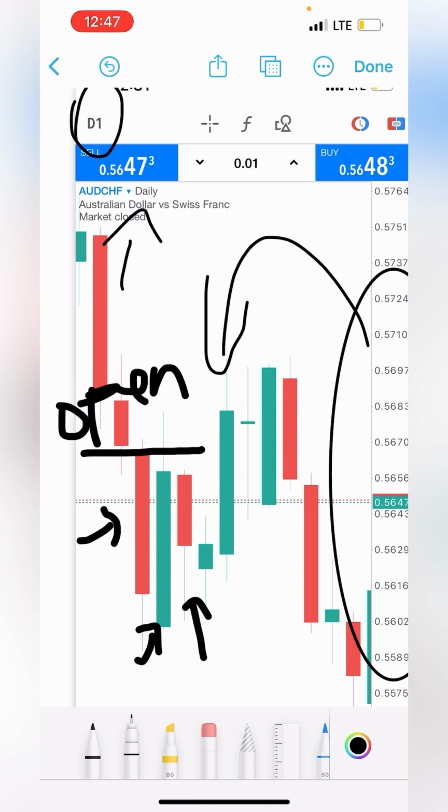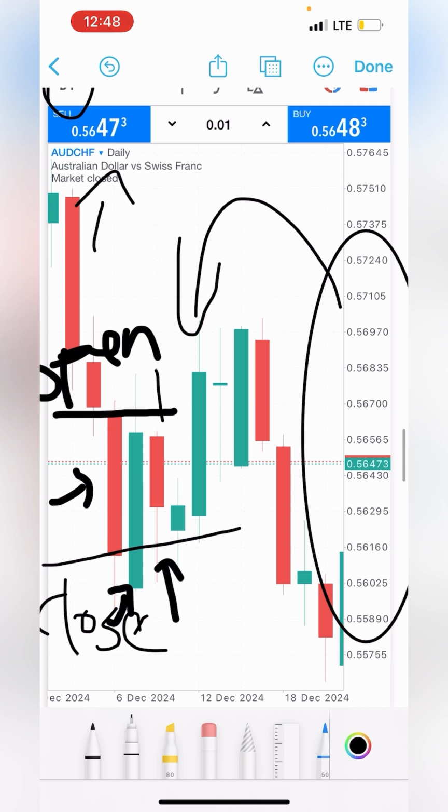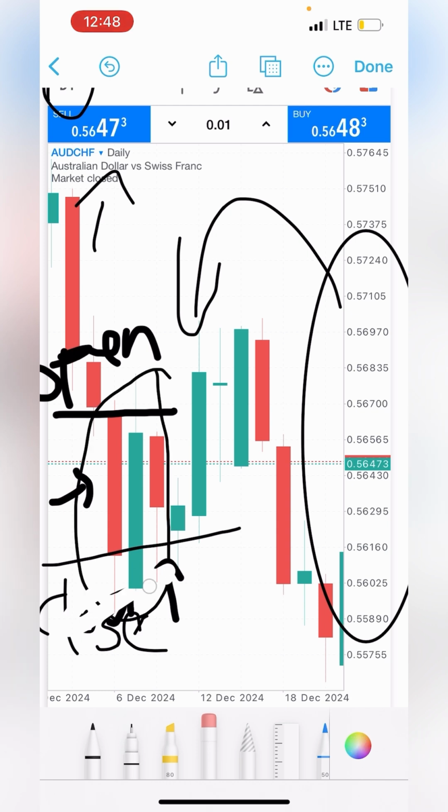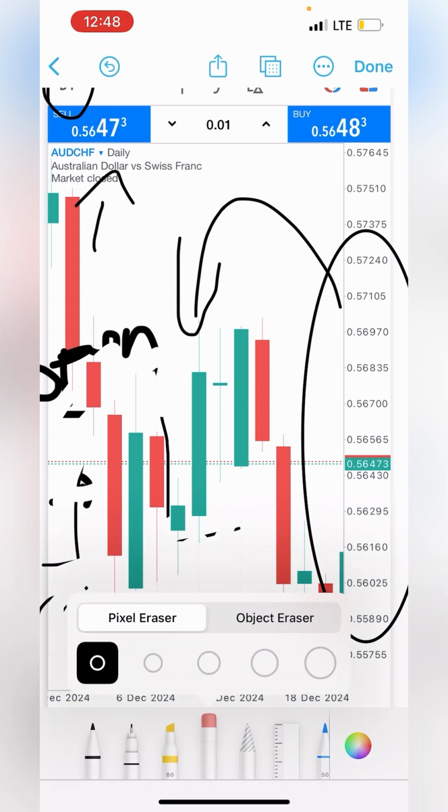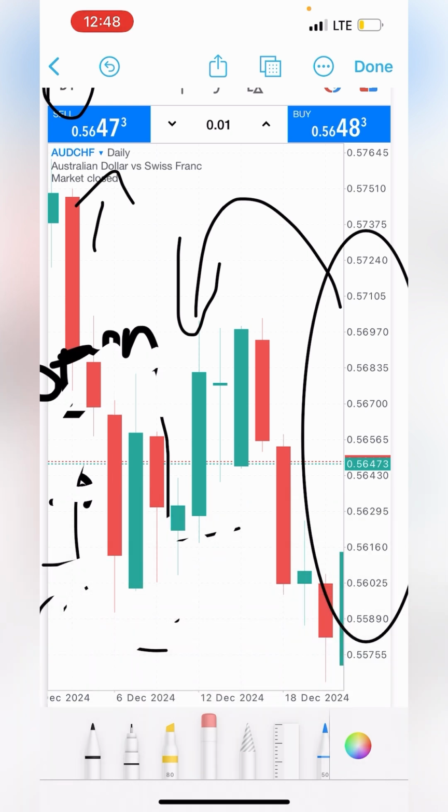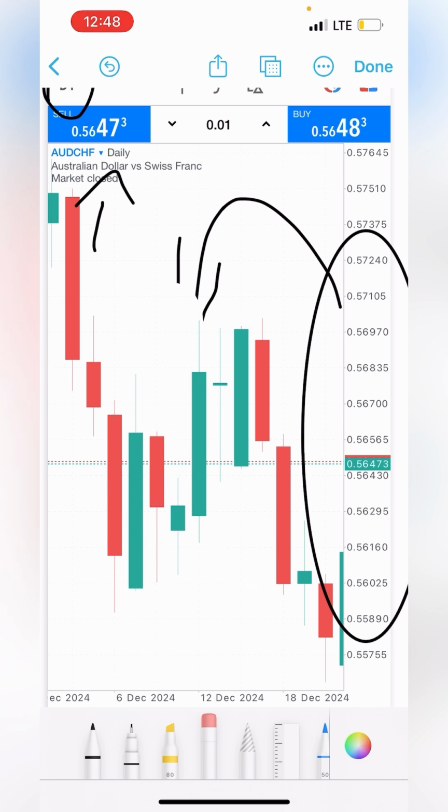This here was the close price. This was a close price. So if you combine these 3 candlesticks, what would you get? Let's remove this so that we can do the calculations together and see. What would you get if you combine this one?